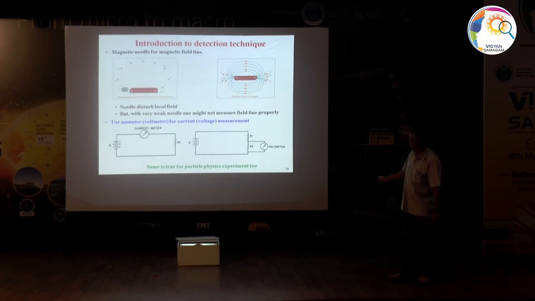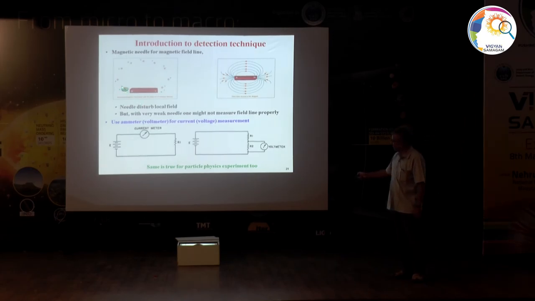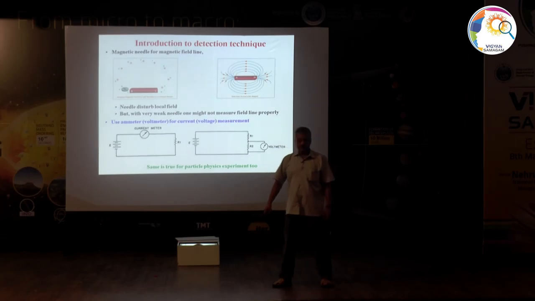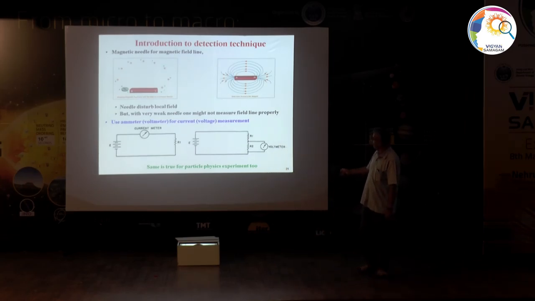Now, can you tell me why this compass? Why not use another magnet like this to measure the field? The other magnet's field will interact. This is the field line of this magnet, and if I put the other magnet, that also has a field line. So now what we will measure is the combined field line of these two, not of the individual one. If I put this other magnet here, it disturbs the original magnetic field.